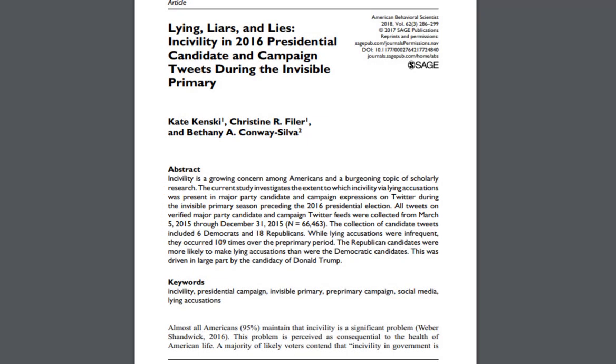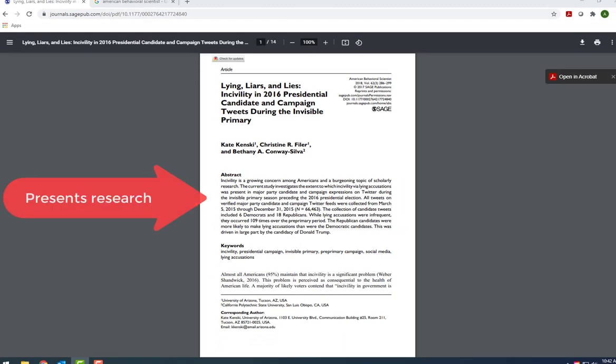In other words, the purpose of this article is to present research. This is a key feature of academic articles. They add new knowledge to an ongoing scholarly conversation. In this case, a larger conversation about social media and political campaigning through research.